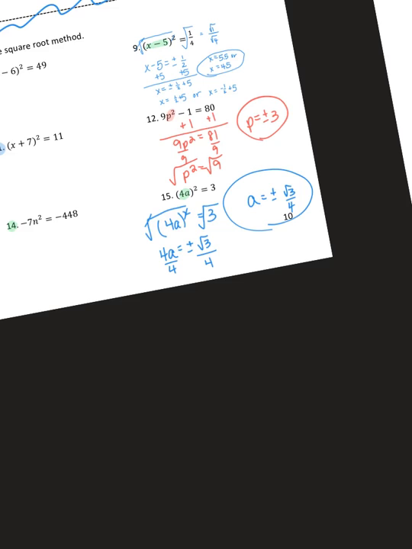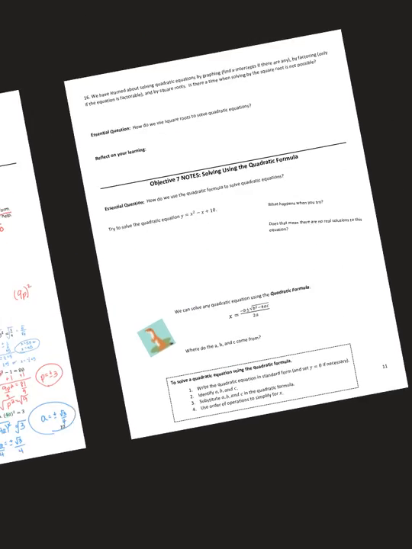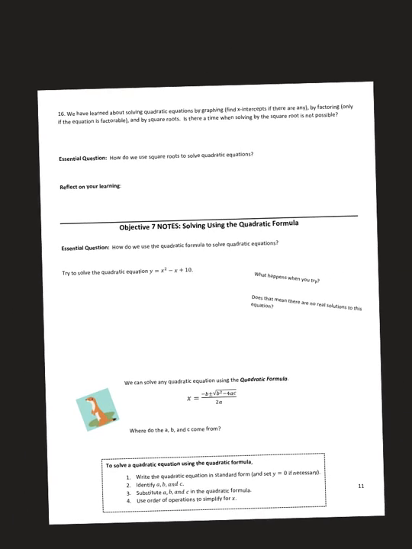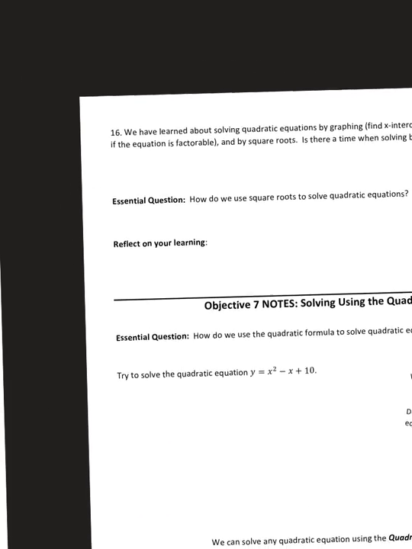Okay. All right, let's take a look at number 16. It says, we have learned about solving quadratic equations by graphing. We do that by finding the x-intercepts if there are any, by factoring, which is only when the equation is factorable, and by square roots. Is there a time when solving by the square roots is not possible? Okay, so basically, in order to solve by a square root, what do you have to have? You have to have a square, okay?